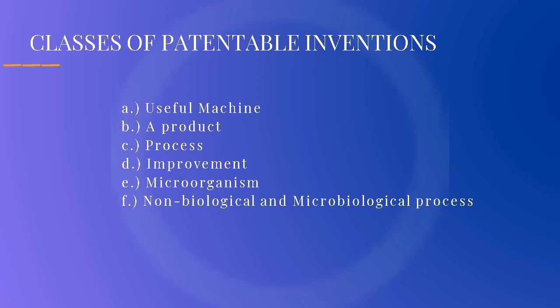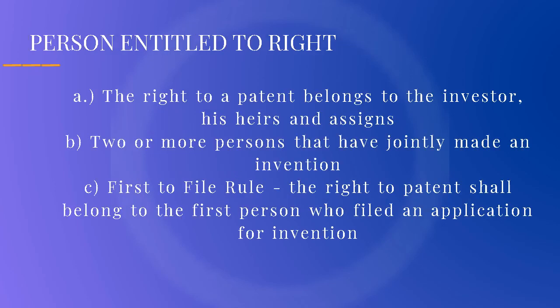And now the classes of patentable inventions. 1. Useful product. 2. Process. Then improvement. A. Microorganisms and non-biological and microbiological processes. Who are the persons that are entitled to the right to patent? 1. The right to a patent belongs to the inventor, his heirs, and assigns. B. 2 or more persons that have jointly made an invention. And the first to file rule is the right to a patent shall belong to the first person who filed an application for invention.